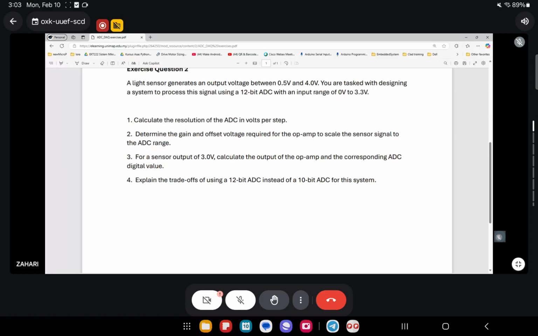Not yet the ADC, because the output here then goes to the ADC. So then we calculate the ADC digital output. This is the voltage that we get, and then we have to divide by the ADC resolution, which is this one. So you get the 2924 step, right?